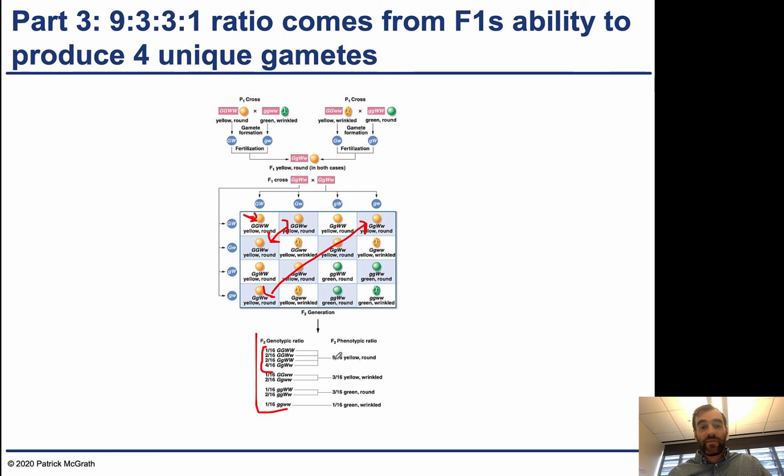This is where the 9 to 3 to 3 to 1 ratio comes from, essentially because of this independent distribution and the equal probability of forming each of the different gametes. If you simply multiply 4 times 4, you get 16, and then by going through the exercise of defining all of the genotypes that would occur and grouping them together, we can get this ratio.